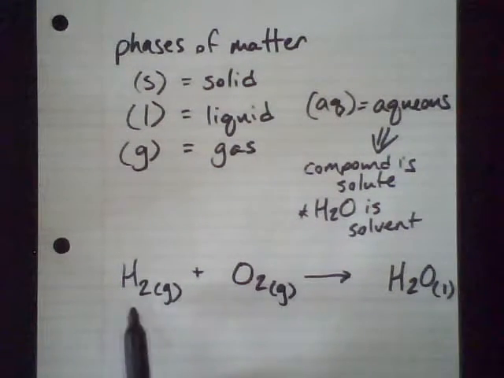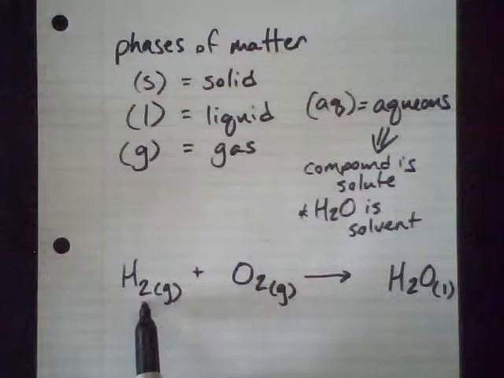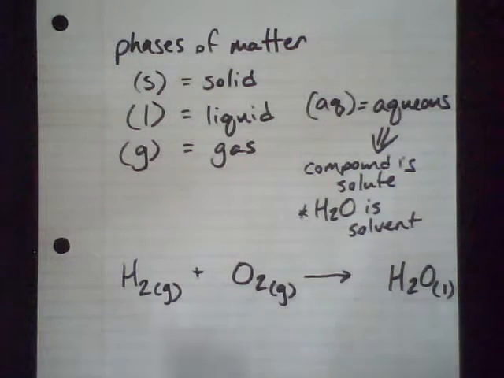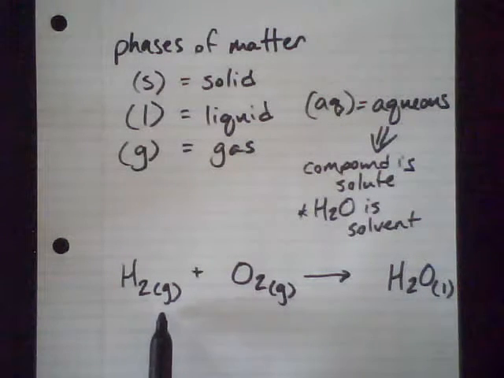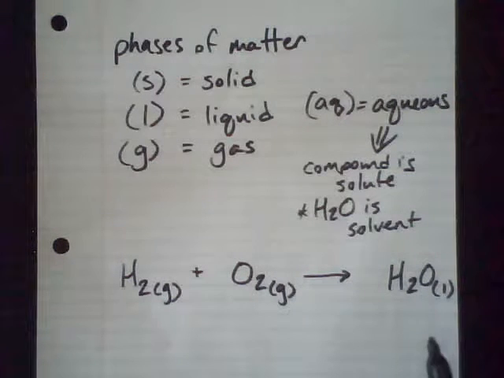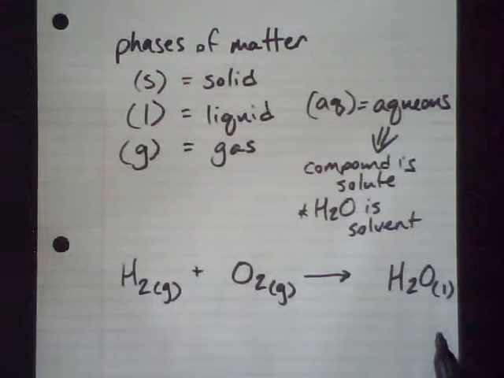Okay, so here's our H2. The subscript tells me there's 2 hydrogens in this molecule, there's 2 oxygens in this molecule. My water says that there's 2 hydrogens for every 1 oxygen in this molecule. Okay, if we look at our phases here, the G is for gas. We're reacting together 2 gases to form liquid water. There's our L in parentheses.